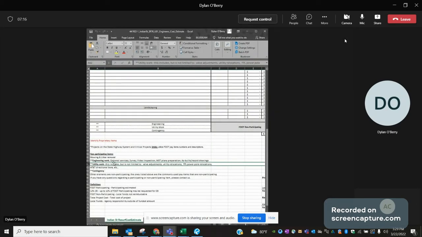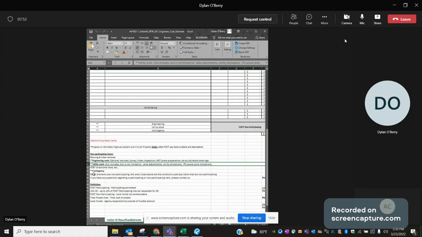So that was these. Next is utilities, relocations, AT&T, FP&L. Likely I don't see any of that. Yeah, we don't have it, I think, in our one. Usually landscaping items are not there either. I see we have Bahia sod, landscape allowance. Just put it in participating. Okay.